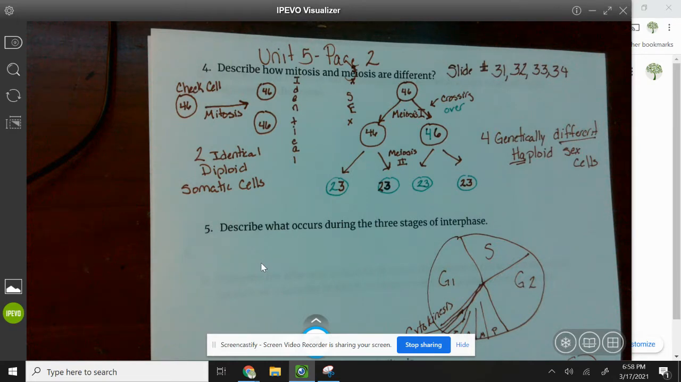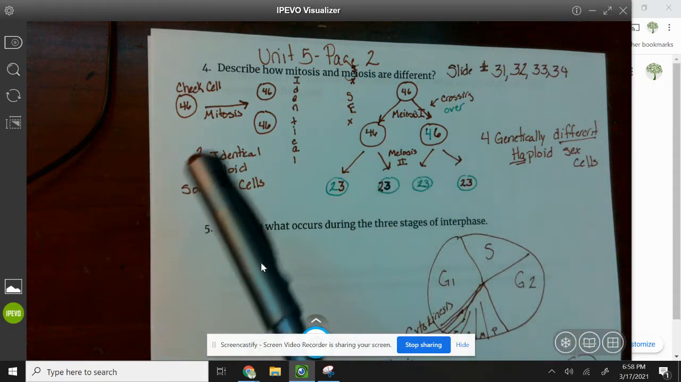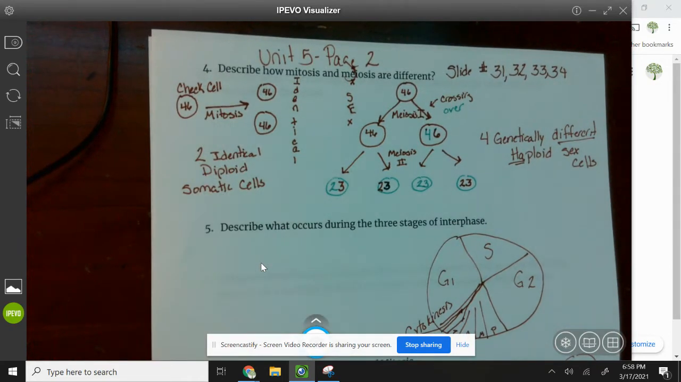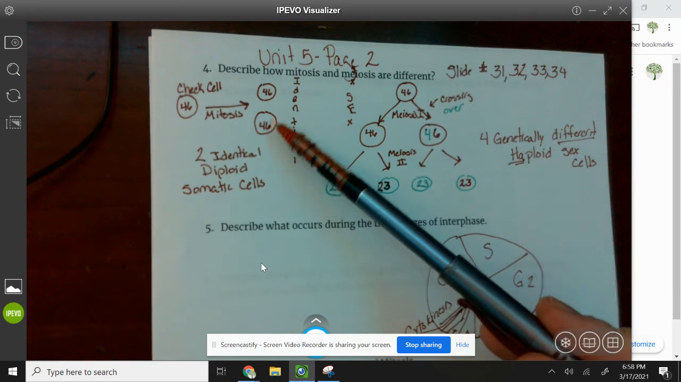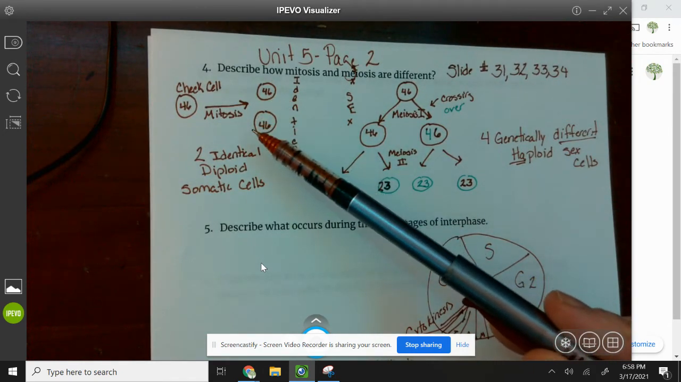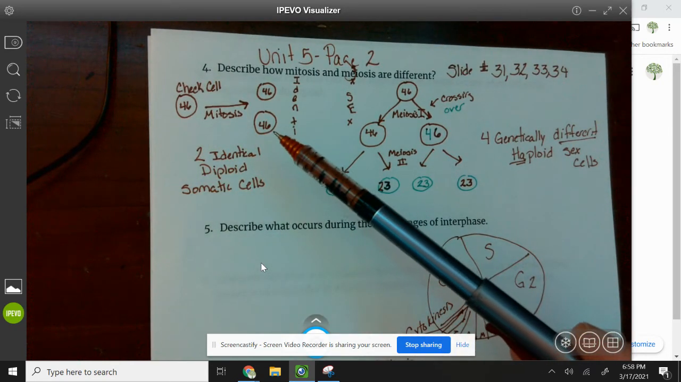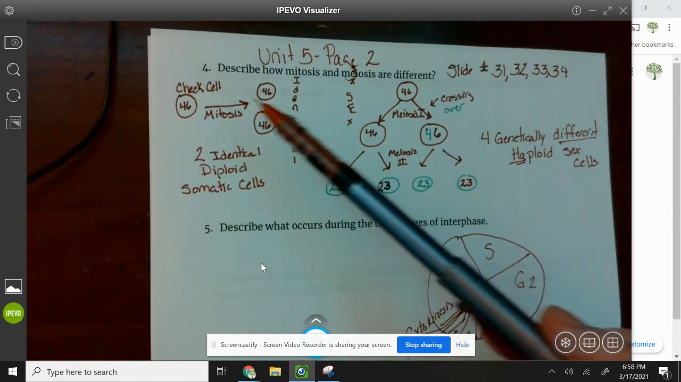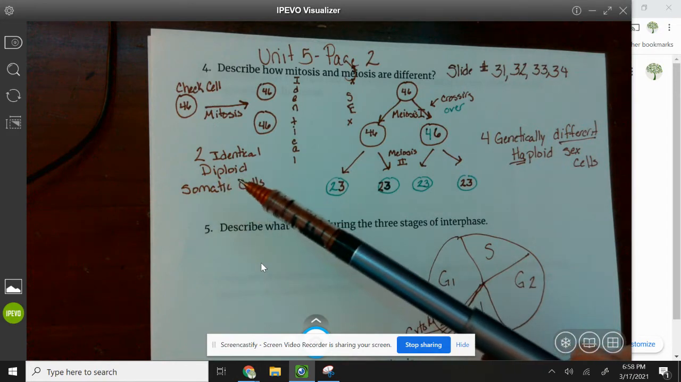And when we are talking about what identical means, if we have 46 chromosomes in a cheek cell, a regular old somatic cell like your cheek, and you bite the inside of your cheek, that hurts. You need to repair that damage. It's going to go through the cell cycle, and it's going to make 2, hopefully, identical cheek cells, each with 46 chromosomes in them, because 46 is identical to 46. So mitosis creates 2 identical diploid somatic cells.